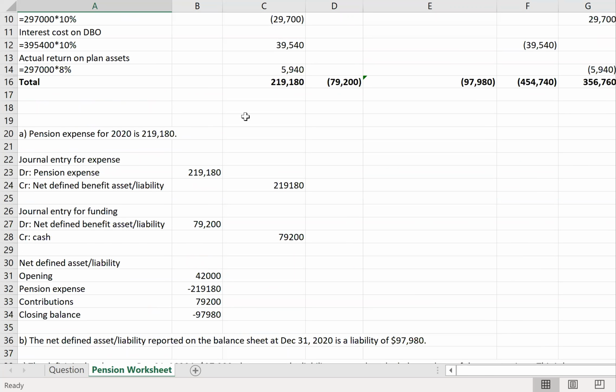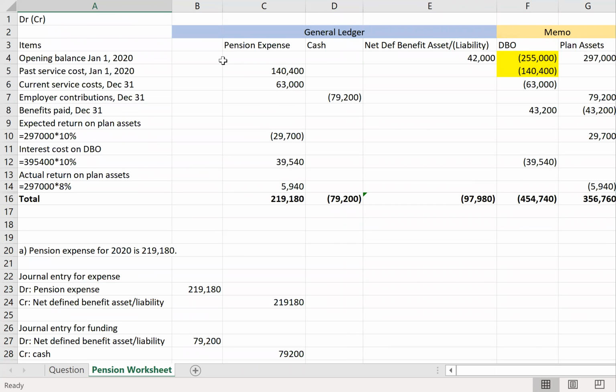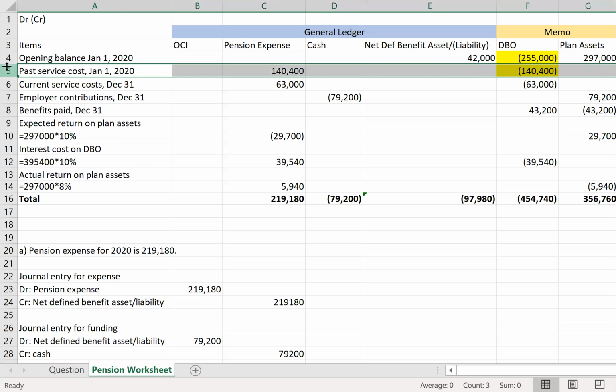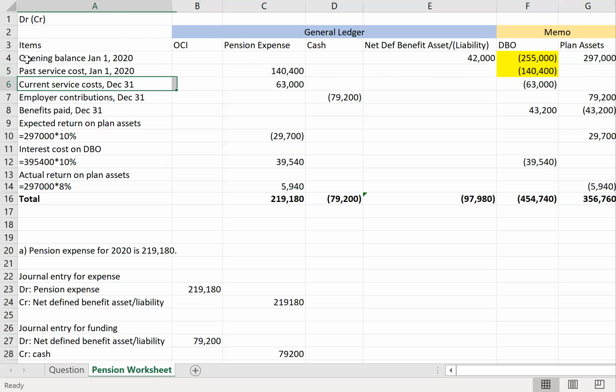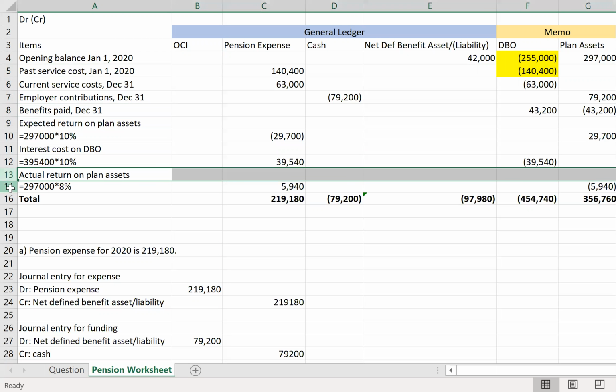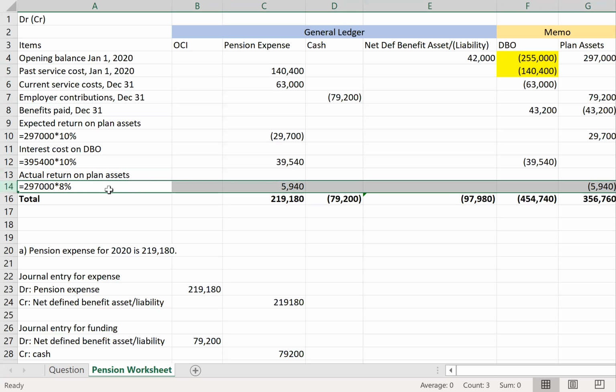Let's go up here. Now, what would change if Sunshine Corp used IFRS instead of ASPE? So if we had IFRS, of course, we would have a new OCI account here. Now, what would go through OCI? Now, past service costs always go through the income statement under both ASPE and IFRS, so that's not going to change. None of these amounts change. The only thing that would change would be this amount. This is a remeasurement loss.